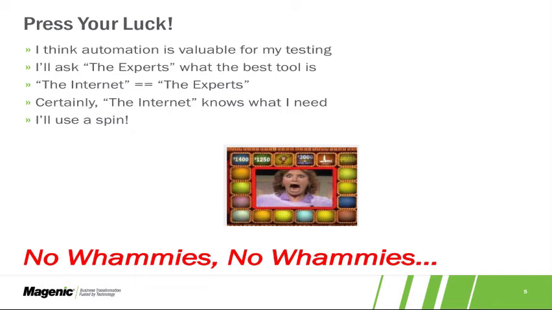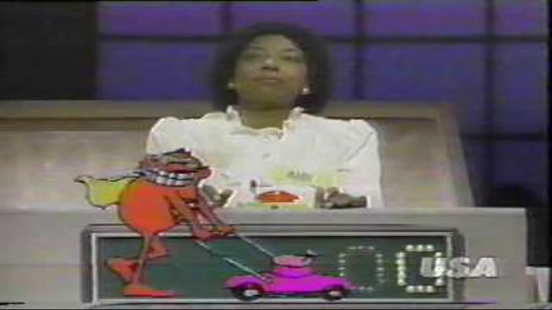So we use a spin. Back in the 70s, there was a game show called Press Your Luck, and you could win certain dollar amounts, but at some point you were allowed to use a spin. And when you spun, you hoped you didn't get a whammy. A whammy was something that came along and took away all the cash that you had. And frequently when we ask the internet, the experts, we get the whammy. It takes all of our cash, and we wind up with a failing or a subpar automation initiative.